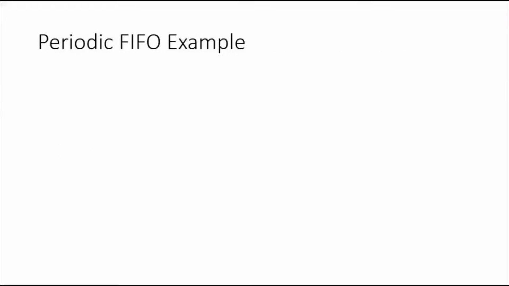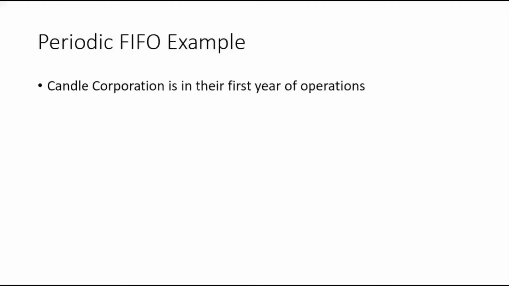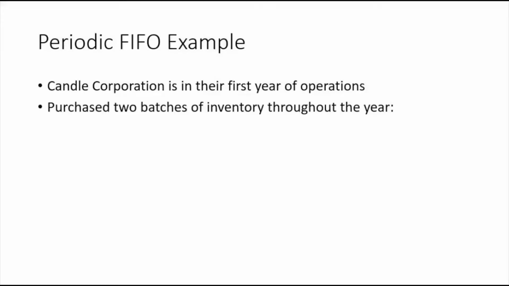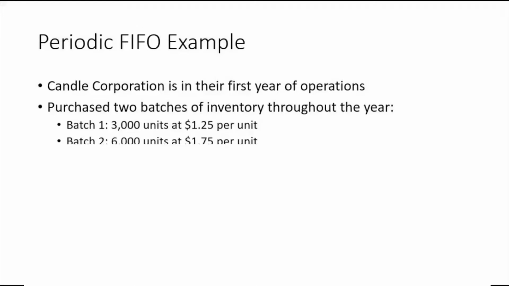I really think that this is best understood through an example, so let's go ahead and look at this one. We have Candle Corporation, who is in their first year of operations. They've purchased 2 batches of inventory throughout the year. Batch 1 was 3,000 units at $1.25 per unit, and then batch 2 was 6,000 units at $1.75 per unit.